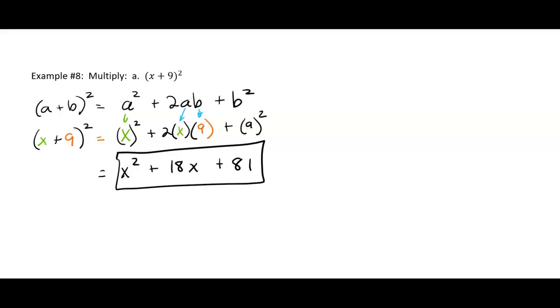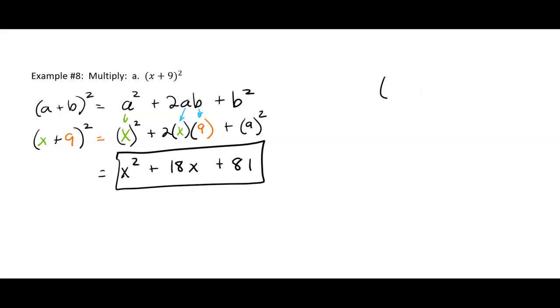And that's it. Now you might say, wouldn't it be easier just to FOIL it? Sure, you could FOIL it and you're going to get the same thing. I have my own little system. I'll show it to you just once. If you like it, you can use it. If you don't, that's okay. I haven't found too many people that like it.